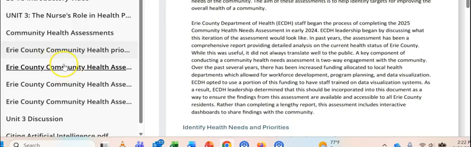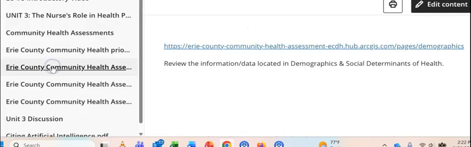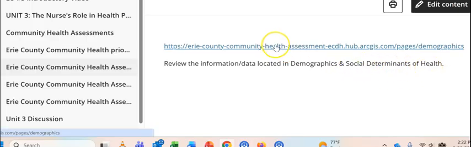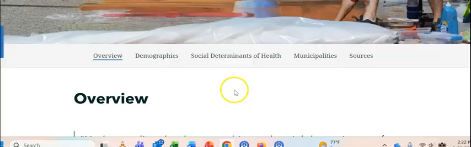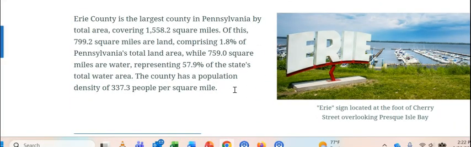Then you can see I've got my cursor over here. There are 3 websites. They're actually all the same, but I have them spread out so that you can look at the data independently. First of all, you're going to look at the information in demographics and the social determinants of health. When you click on it, you're going to get to the website. Shoot, you can't see the top toolbar, but there is a spot for demographics. So you want to look through this information and take your time.